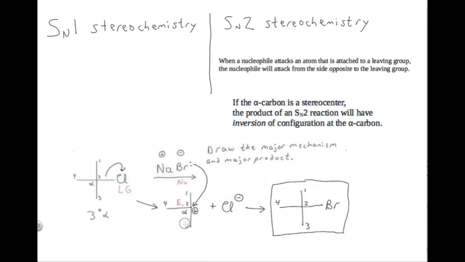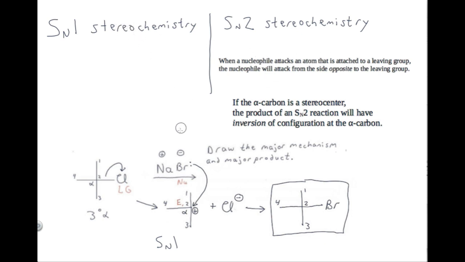Here's one of our previous SN1 examples. Notice that in SN1, the leaving group leaves before the nucleophile attacks. When the nucleophile attacks, the leaving group is no longer attached to the alpha carbon. The leaving group is already gone. Therefore, this rule is not applied. The nucleophile is not attacking an atom that is attached to a leaving group anymore. So this rule is not going to apply for SN1.